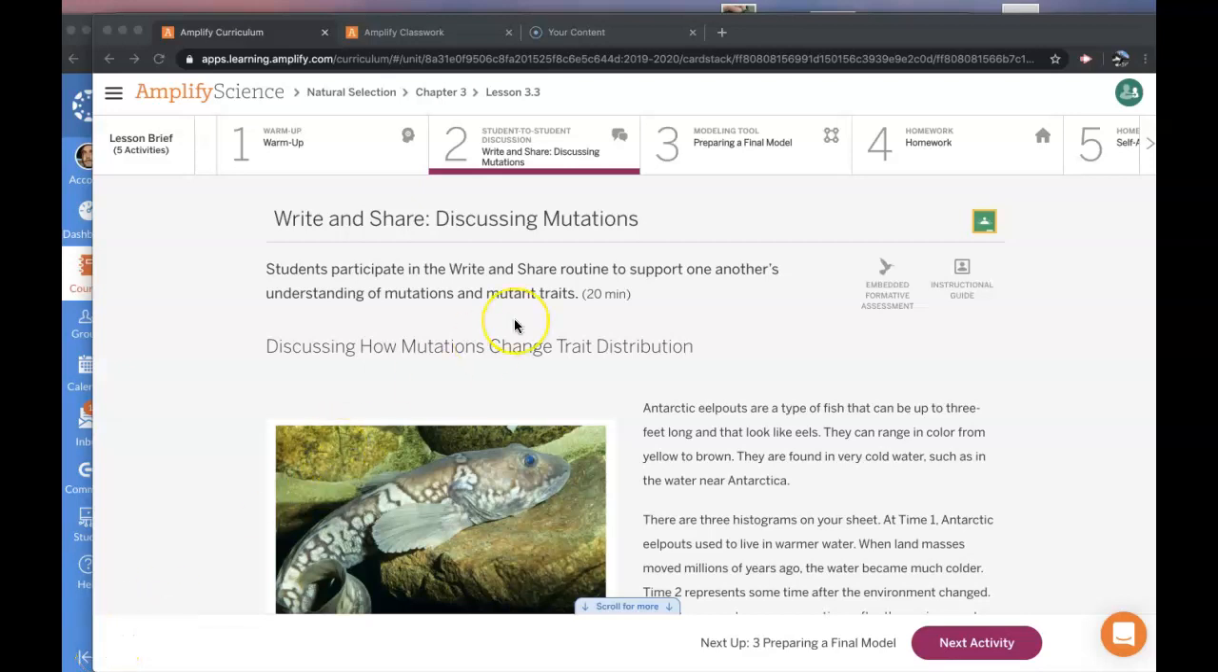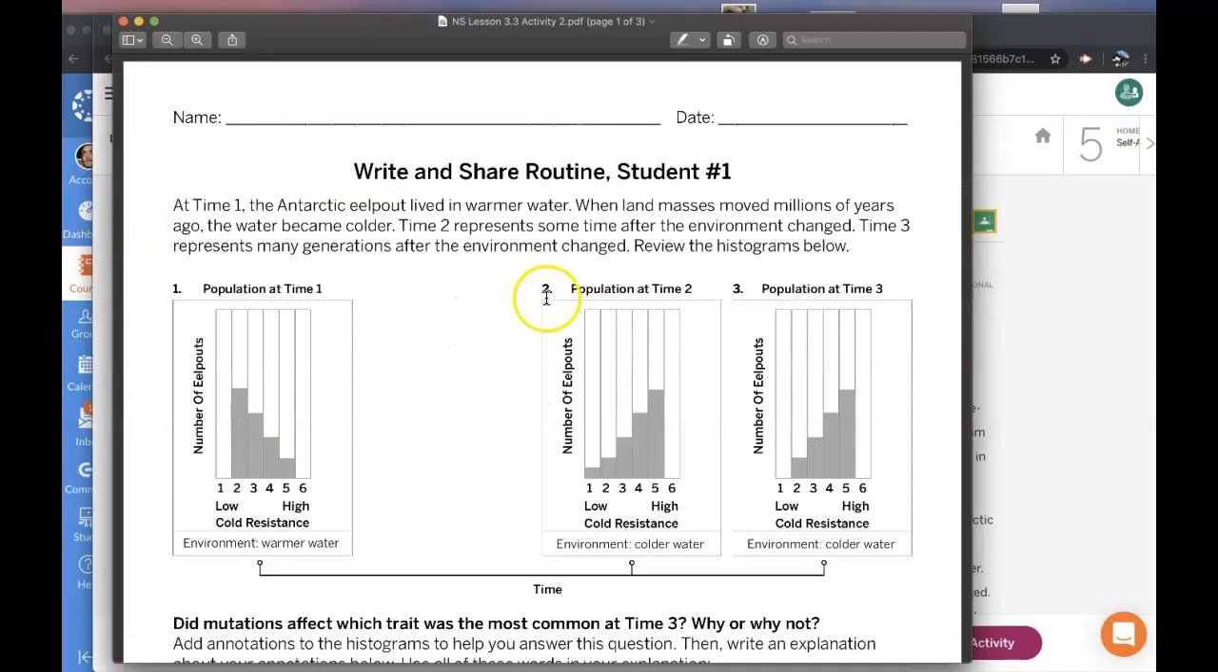This is Natural Selection Lesson 3.3, Activity 2, Part 2. You should have just completed the write and share routine. If you haven't done that yet, make sure you do that before you watch this video. So let's talk about this.